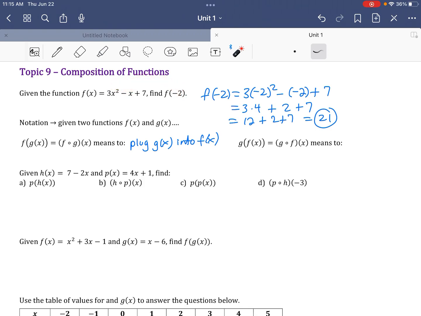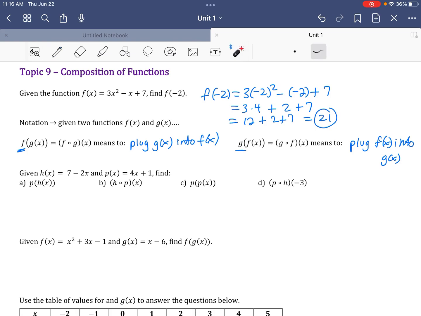And then you can see it the other way. If you give them two functions, nobody says f has to be the boss. Maybe g is the boss. So this means that you're plugging f of x into g of x. Whoever is sitting out here, they're the boss. Okay, and I'll show you down below.